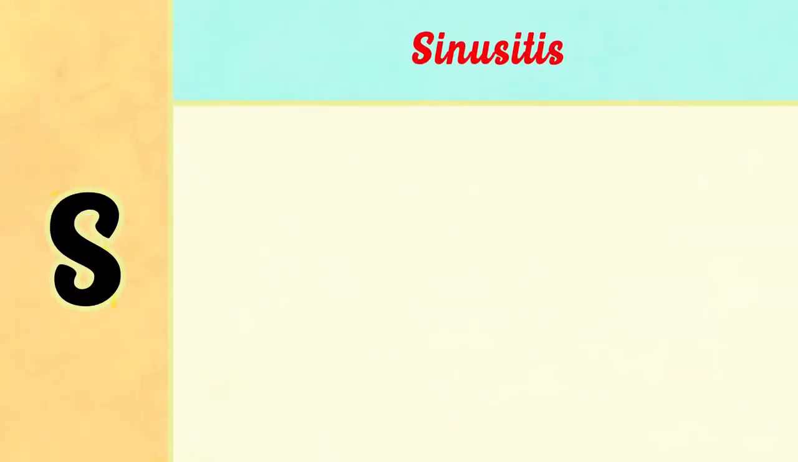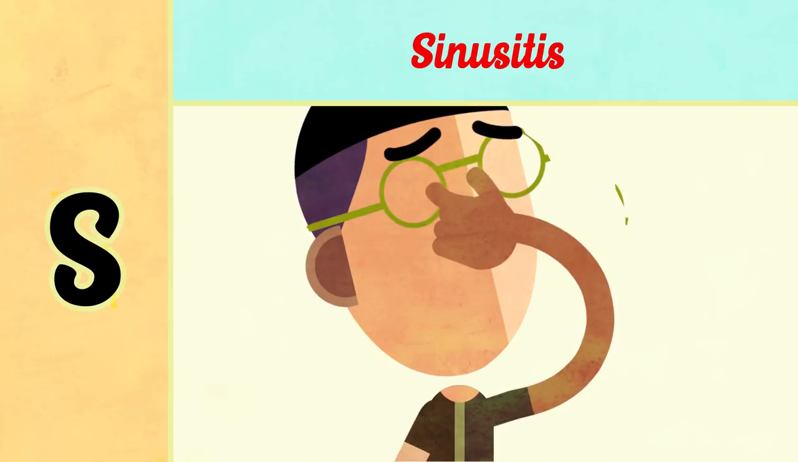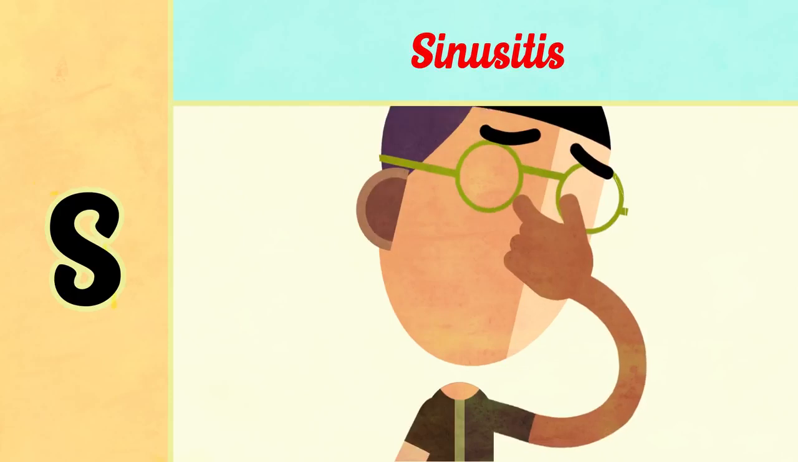S is for sinusitis. Since all sinuses have only one opening, and that's in the lateral wall of nose, DNS causes obstruction of these openings due to nasal obstruction.